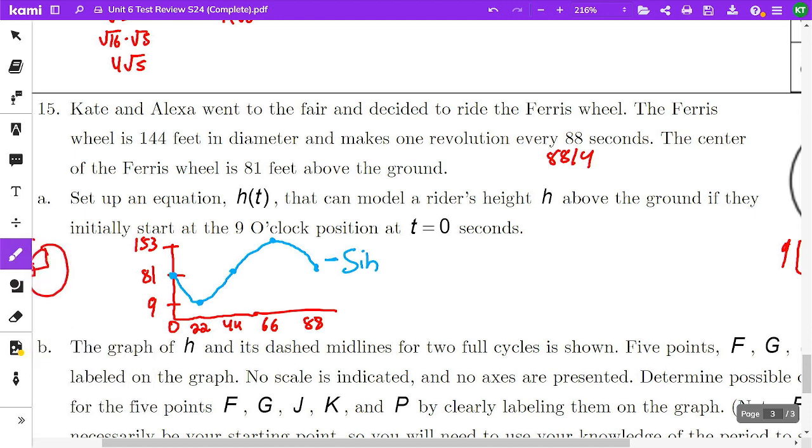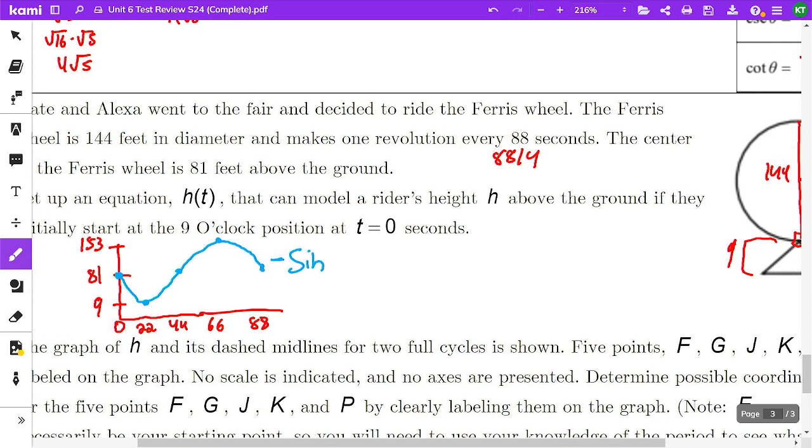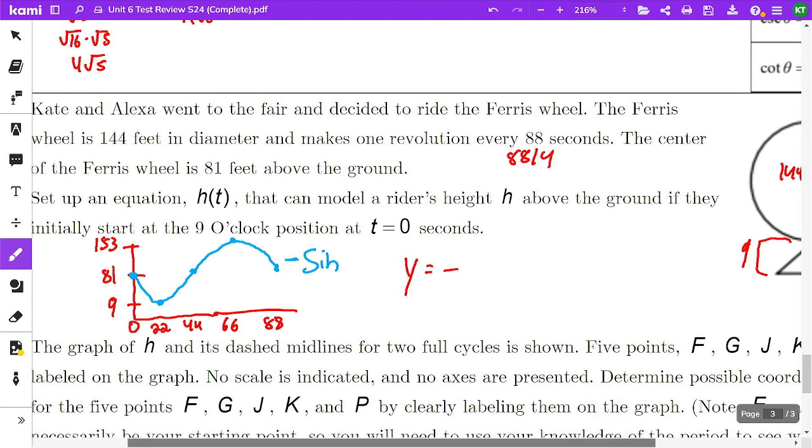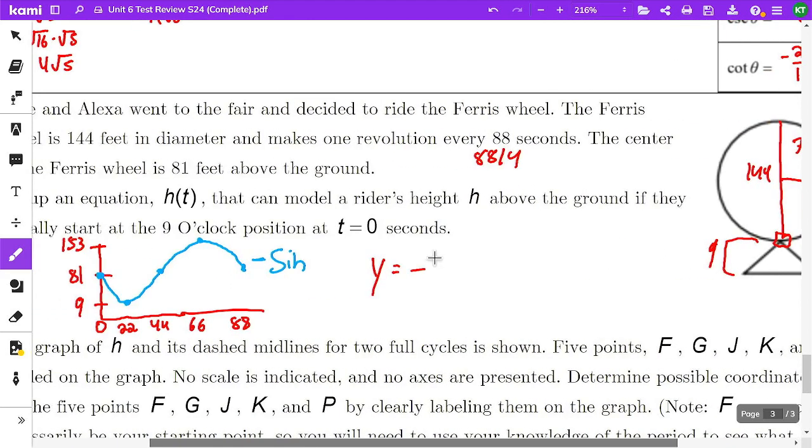So now we're going to tie everything together. We have y is equal to, it's negative like we said before. Then our amplitude will always be the same as the radius of our Ferris wheel, because that's how high we go up and how low we go down from that middle point. In this case, we said our radius is 72, so negative 72. Then we have sine. We still have to find our b value.